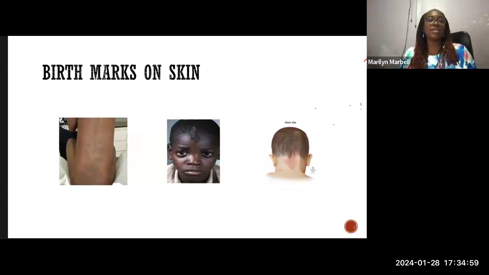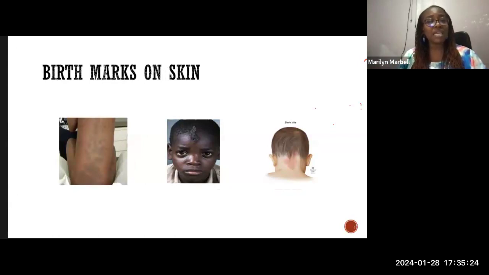Then birthmarks on the skin. These are the minor ones. So some of these defects are so minor. It's just like a unique stamp on the babies. It doesn't cause any harm. It's not going to change the function of the baby, nothing. These examples are just to show us that you can have birth defects on any part of the body, and they can be minor or they can be major.